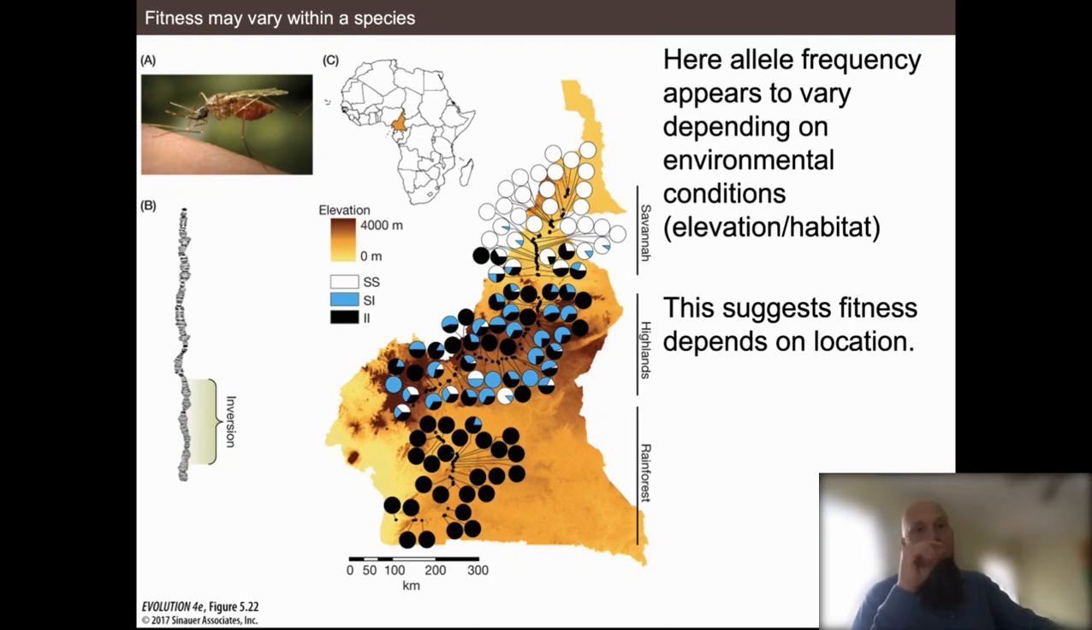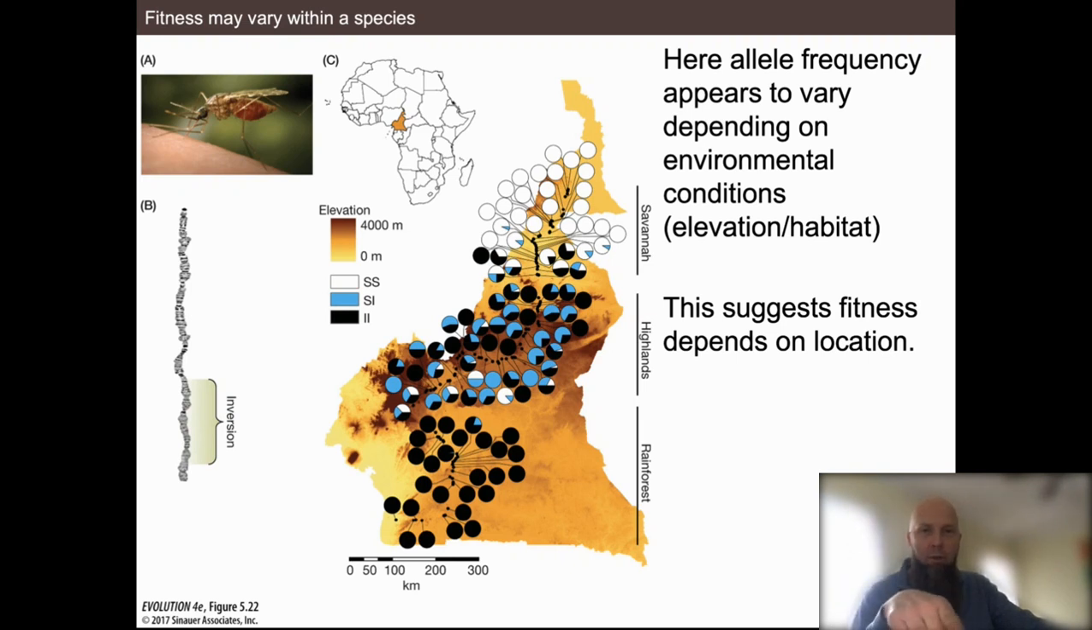Now, one of the things I want to make clear is that fitness might vary within a species. And this isn't all that different from the example I showed you with the alleles for human skin color, for light skin color being common in Europe and not common in Africa. It's because the environments are very different in those areas. This example from your text illustrates mosquitoes that were sampled along a road.